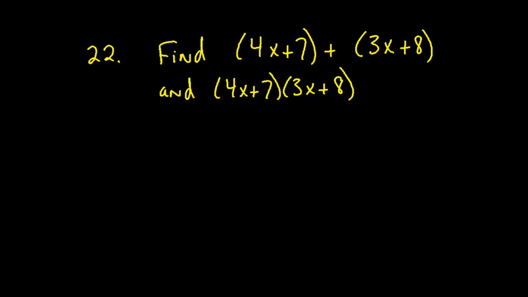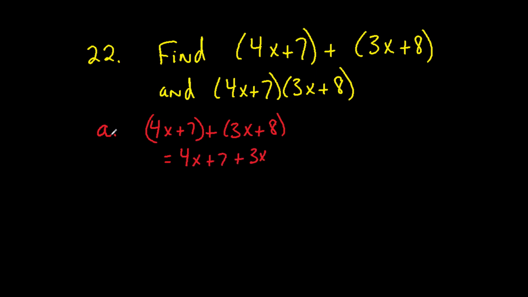Problem 22 wants us to add the binomials 4x plus 7 and 3x plus 8 together. And then they want us to multiply 4x plus 7 times 3x plus 8. So for the first problem, 4x plus 7 plus 3x plus 8, when we're adding, parentheses don't mean anything, we can drop them, and then we can combine our like terms. 4x plus 3x is 7x, and 7 plus 8 is 15.